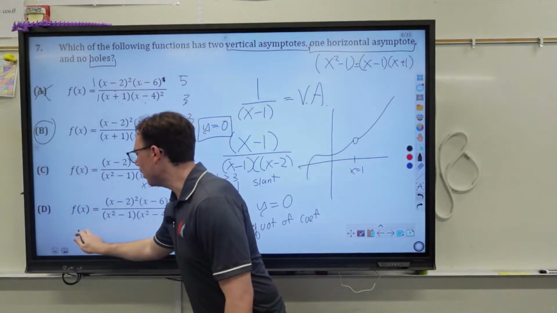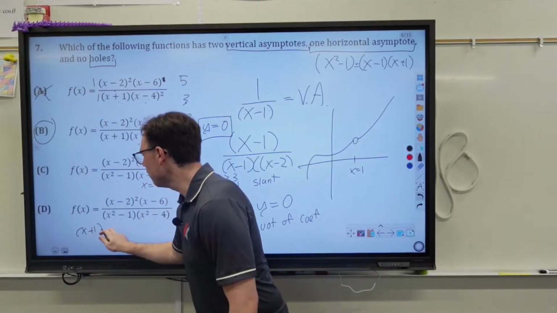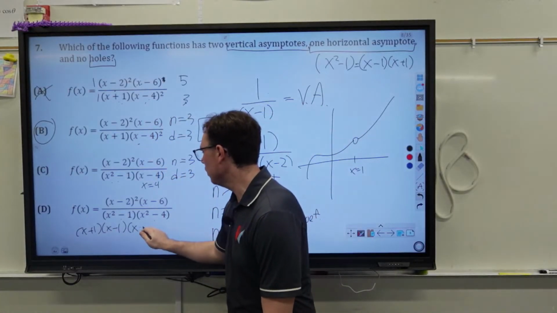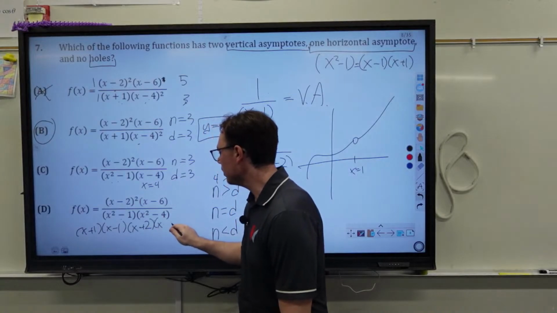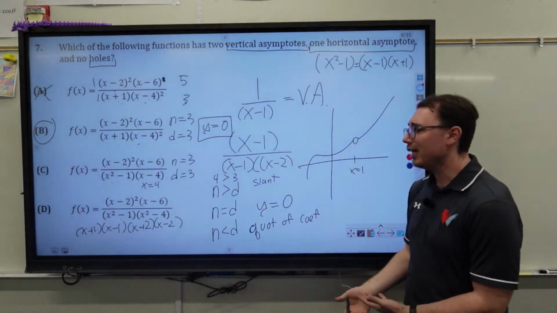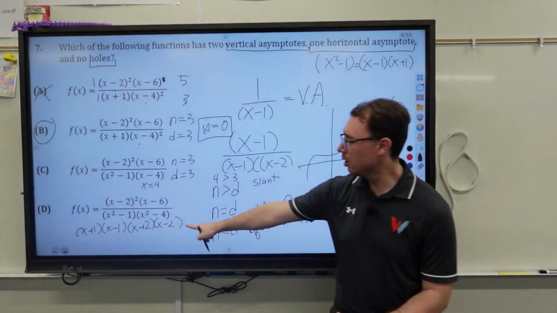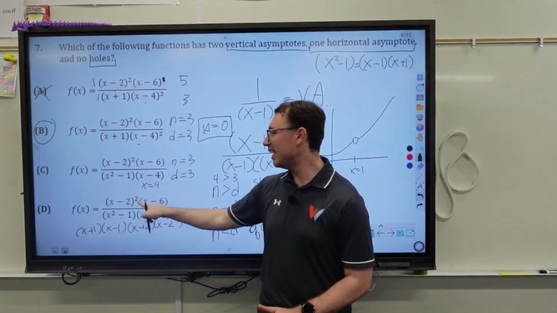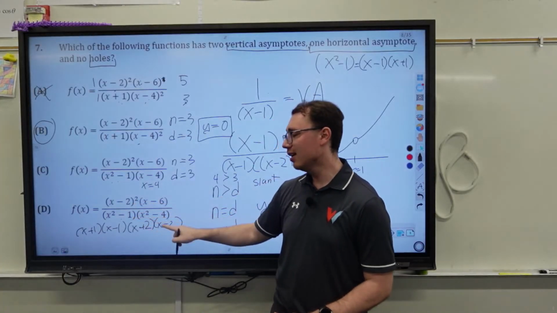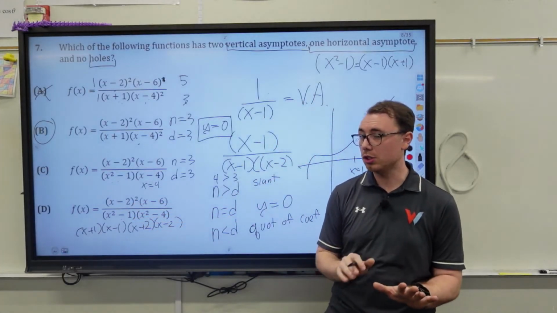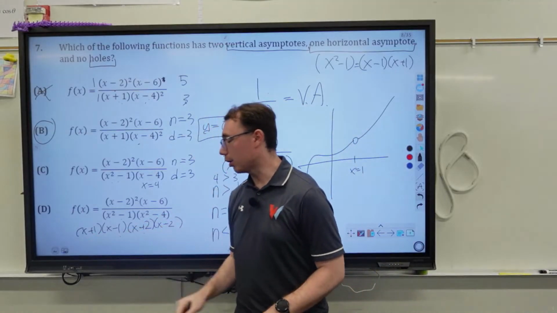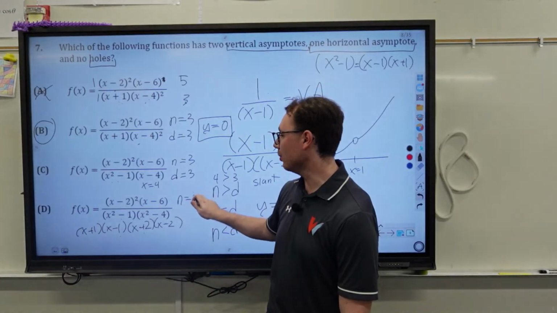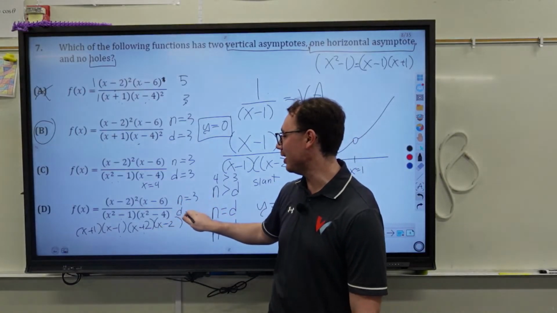Both of these separate out to x plus 1, x minus 1, x plus 2, x minus 2. So we actually have a hole in this case where this x minus 2 and this x minus 2 cancel each other out. Even though the degree is higher in this case, they still create a hole at x equals 2. And there's 3 vertical asymptotes in this case. The degree for this one here is n equals 3. The degree for the numerator here is d equals 4.